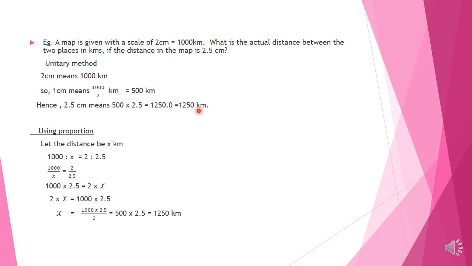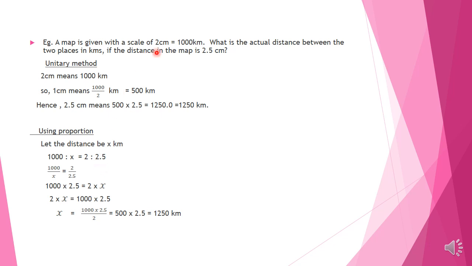Okay children, here using proportion we can find the same answer. See, the distance we do not know. Here we are asked to find the distance. So we are assuming the distance is x kilometers. So the first distance we know is 1000 kilometers. 1000 kilometers is to x, and 2 centimeters represents what distance? 2 centimeters, and 2.5 centimeters represents what distance? We do not know.